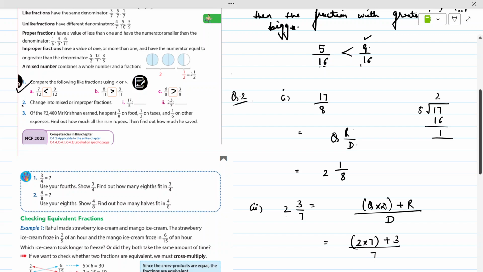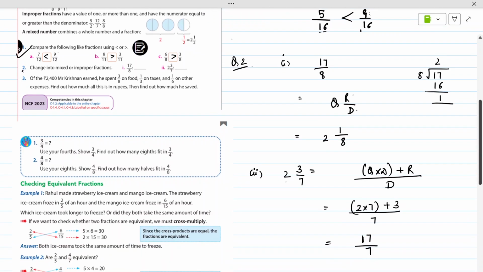So 7 into 2 is 14, 14 plus 3 is 17, answer is 17 by 7. Okay, so this is the answer. This is how we have to do it. Just remember these two formulas.